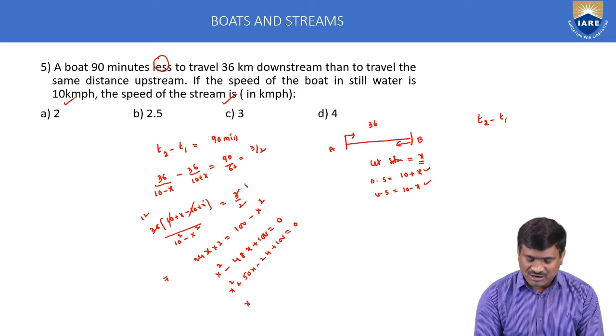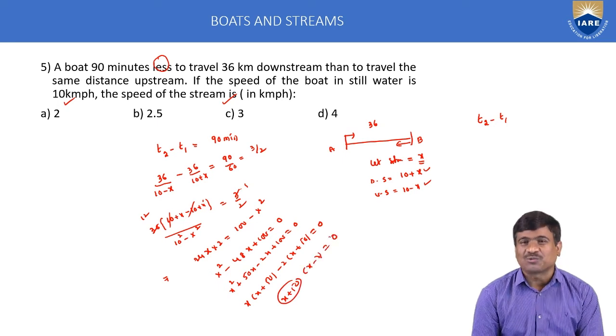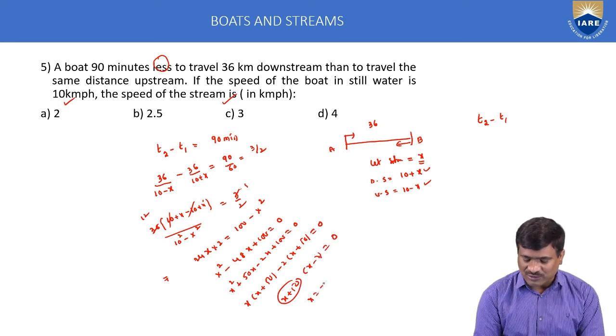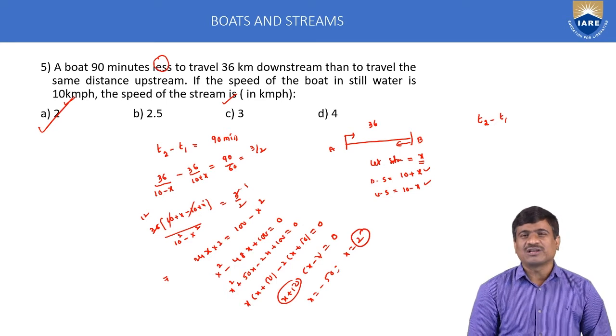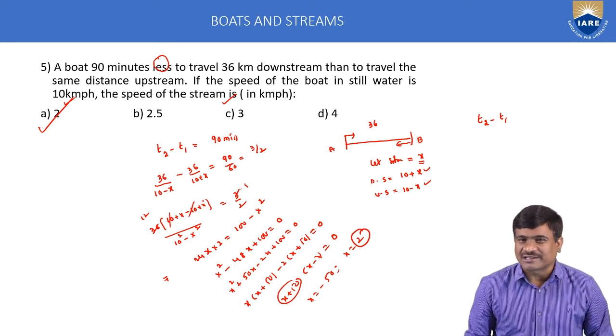Here x is common, x plus 50, minus 2 is common, x plus 50. Next, x plus 50 into x minus 2 is equal to 0. Here x is equal to either minus 50 or plus 2. But speed is always positive, so only plus 2 is correct. Option A only is correct.